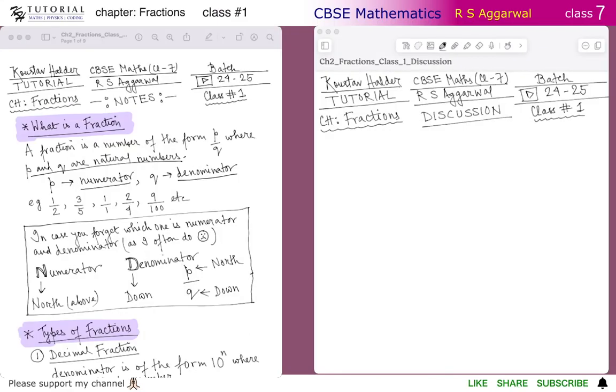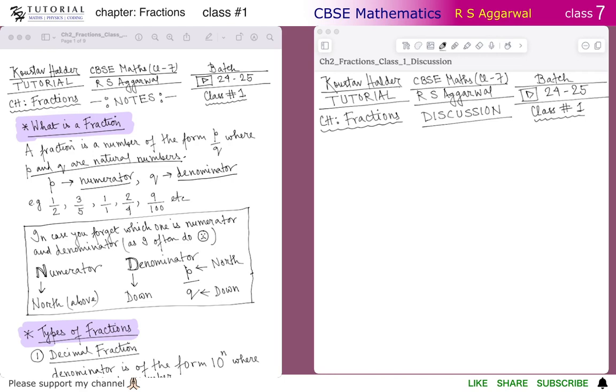Okay, so on the left hand side I have kept my notes on the fractions for class 1 that I will discuss, and on the right hand side I will discuss any concept and will solve the problems. Okay, so let's get started. So what is a fraction? Fraction you have already studied in your previous class, that is class 6, fractions and decimals. So you must be aware of the basic definition of fractions and simple addition and subtraction of fractions. So let's recall what you have studied in class 6.